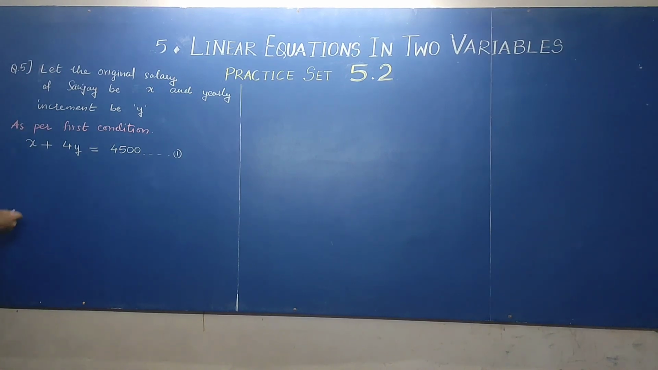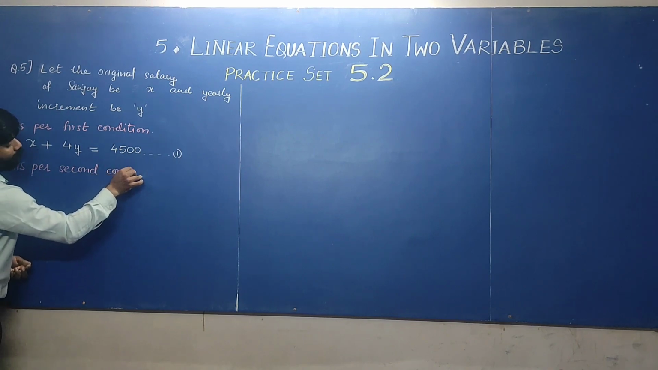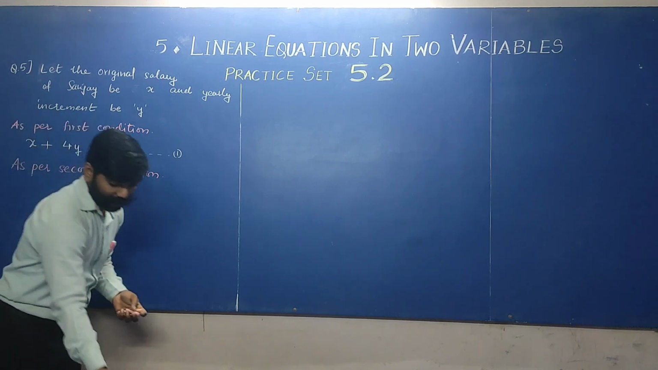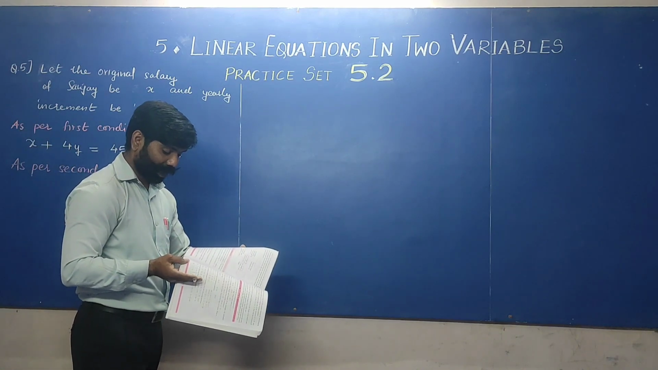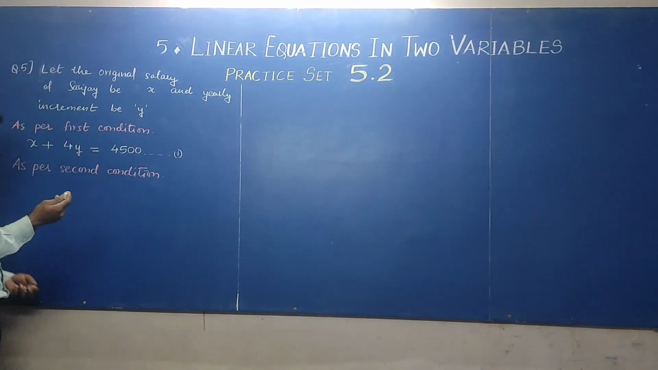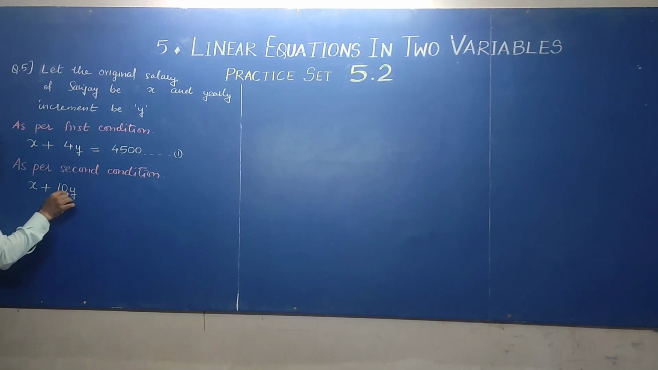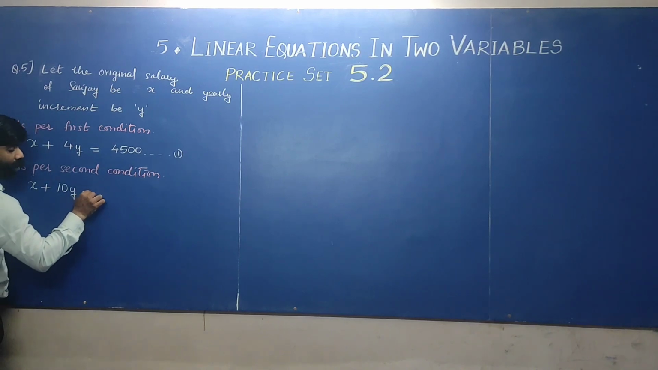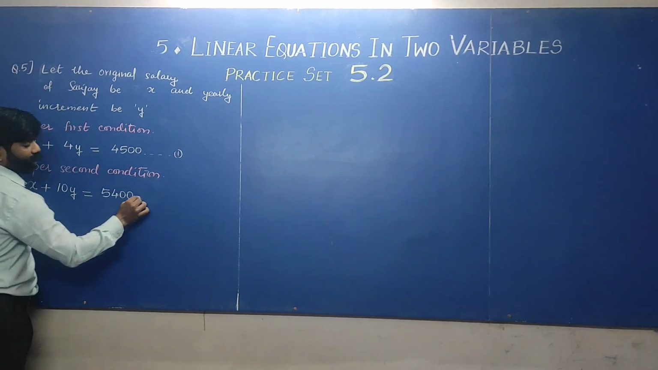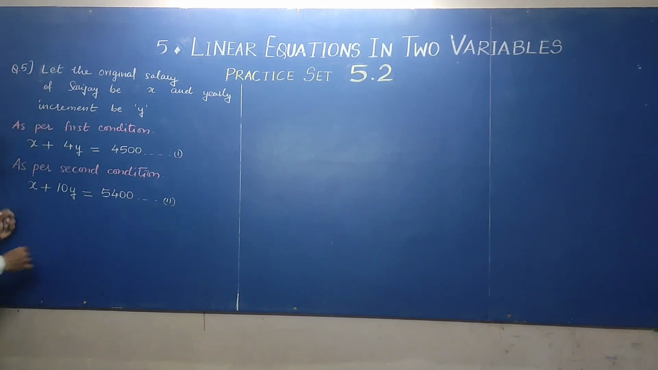Okay, so as per second condition. Now what is the second condition saying, students? The second condition is saying after 10 years his monthly salary became rupees 5,400. So the original salary plus 10 into increment, whatever increment he is getting for 10 years, and his monthly salary is becoming 5,400. So this is making our equation number 2.